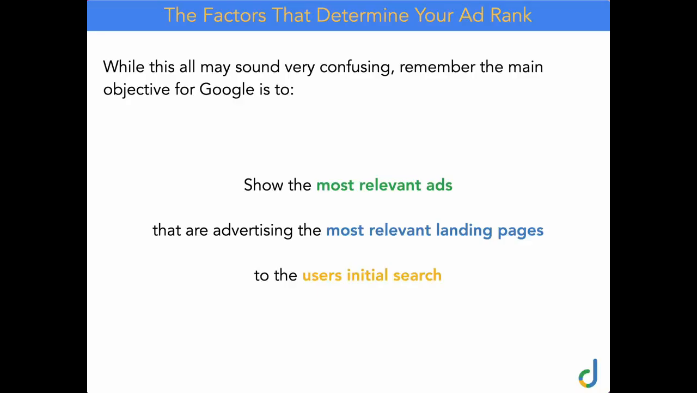What the user searches, you want to make sure that you've got a relevant landing page to the initial search, because that's what Google wants to match up. They want to match up the user's initial search to the best landing page. The way they do that is by the most relevant ads. So what I want you to always be thinking about is that if you can have relevant ads and relevant landing pages matched to highly targeted keyword searches, you're going to see success with Google Ads.